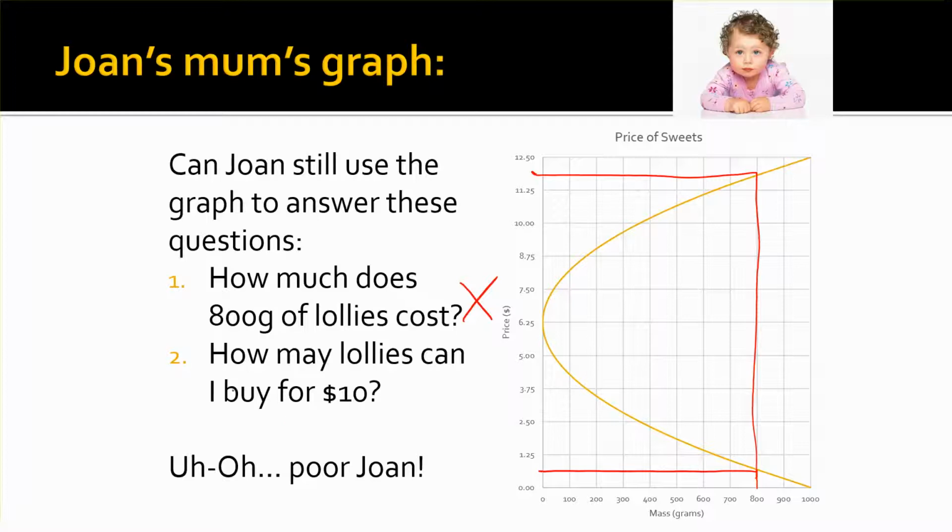Question 2, how many lollies can I buy for $10? Let's have a look, $10, we'll go across. Yeah, she can read that off, about 350 grams of lollies. So this one's all good.